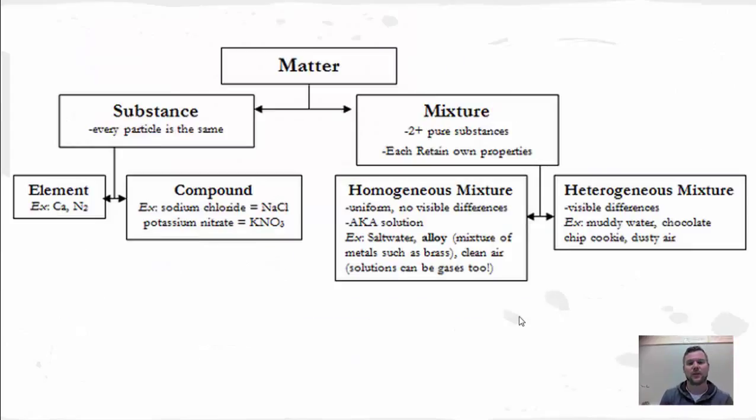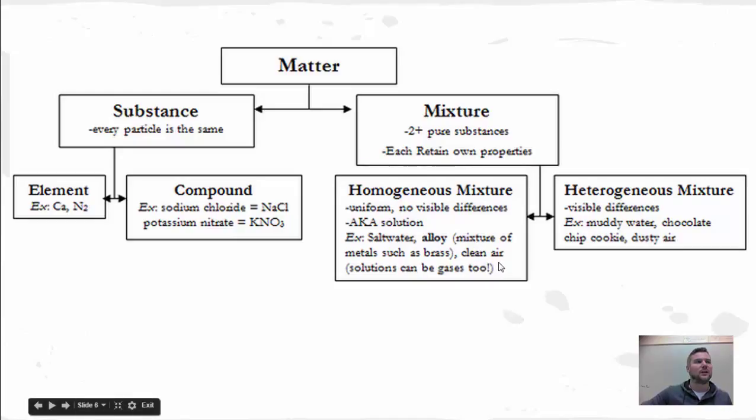There's a couple graphics that we can talk about here. For example, we can say matter can be broken into substances and mixtures, going through the different definitions. Substances are broken into elements and compounds, and mixtures are then broken into homogeneous mixtures and heterogeneous mixtures. Remember that a homogeneous mixture is also known as a solution, and there's a specific type of homogeneous mixture called an alloy, which is a mixture of metals, such as brass. It puts the beneficial properties of the metals together.